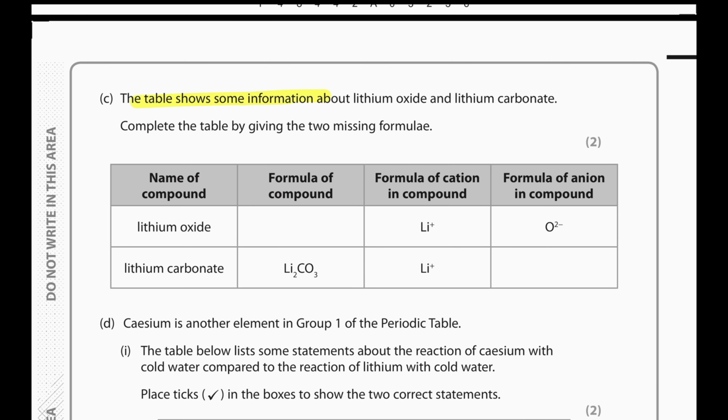The table shows some information about lithium oxide and lithium carbonate. Complete the table by giving the two missing formulae. So lithium oxide will be Li with the O. Since lithium has a valency of 1 and oxygen has a valency of -2, it will be Li2O. Just remember that valency gets exchanged between them. Lithium carbonate is Li2CO3. Because lithium is Li+, the carbonate will be CO3 2-.